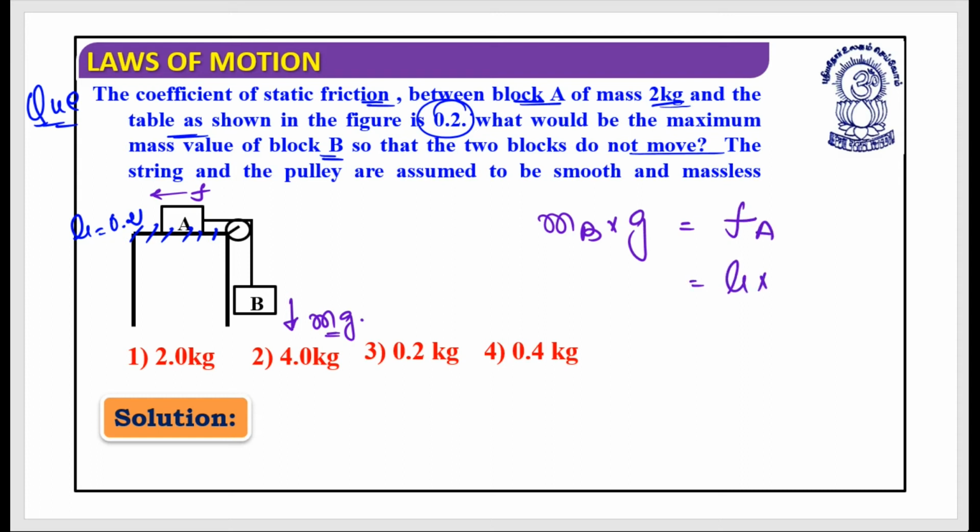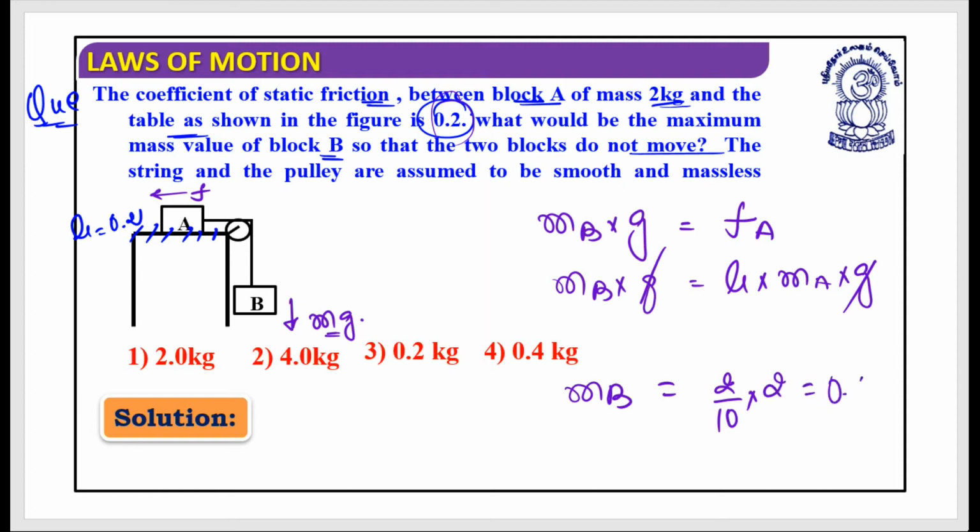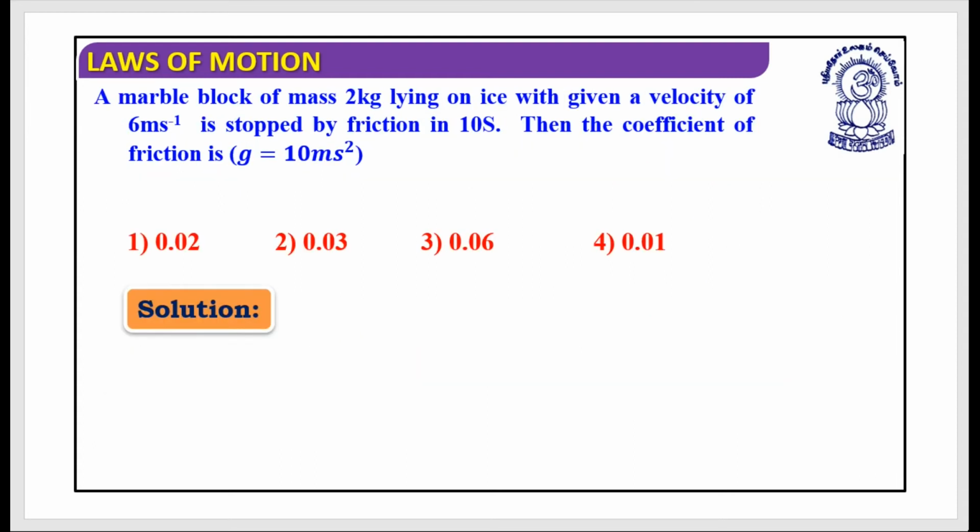Friction on block A can be calculated as mu into mA into g. This is equal to mB into g. This g cancels. The mass of B is required. Mu is 0.2, mass of A is 2, so it's 0.2 times 2 times 2 by 10, which is 4 by 10, that is 0.4 kg. I hope this is clear. Got it? Are you sure? Great. Let's work on the next question.